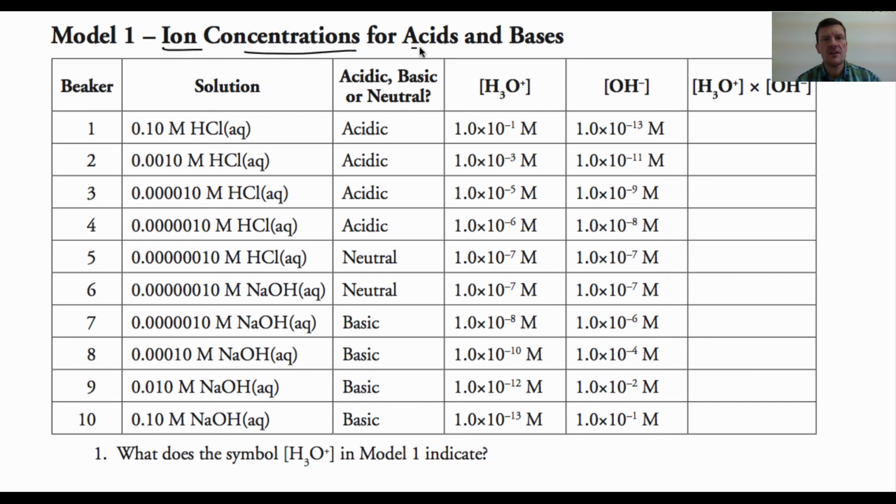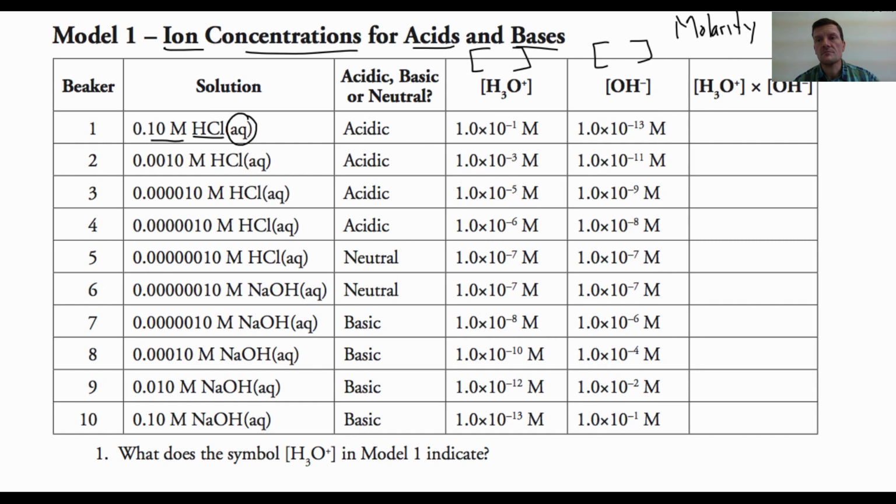These are ion concentrations for acids and bases. So in beaker 1 through 10, we have different solutions that are given to us. Notice we are given the concentration as well as the formula of the particular compound that is dissolved in water, aqueous. And we are told whether it is acidic, neutral, or basic. Then we are told over here the concentrations. If you have a formula put in brackets, that means concentration. Concentration, meaning molarity. Molarity, if you remember, is the measurement of moles per liter, or in short, you could just say a molar. Okay? And then this calculation over here, we're going to take the concentration of the hydronium ions and the concentration of hydroxide, and we're going to multiply them together. Okay?